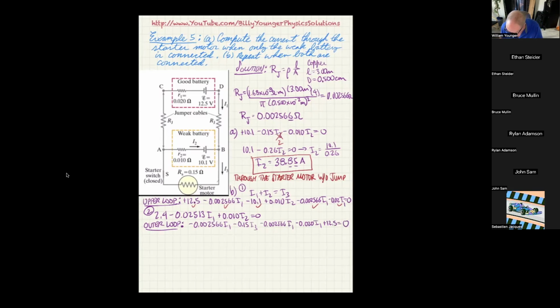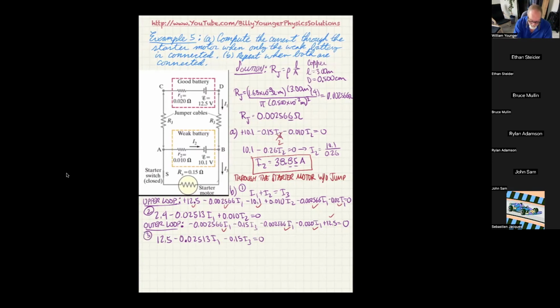So now I'm going to combine like terms. 0.002566 plus 0.002566 plus 0.02 gives me 0.02513, which we had before. So I'm going to say 12.5. That took care of this term. And now I'm going to say minus 0.02513 times I1. That takes care of this term and this term. So now all I have left is the I3 term. So I'm going to say minus 0.15 I3, all that's equal to zero. That's going to be equation three.